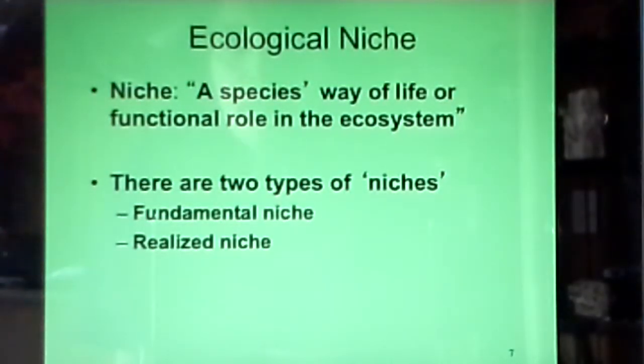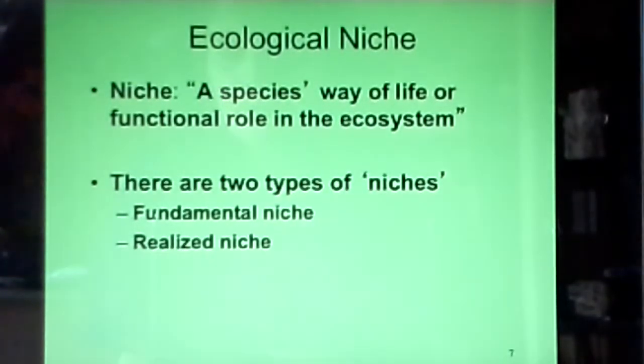When we're talking about an organism's niche, this is how they live or what they do in their system. It's not where they live. They don't live in trees or their niche isn't on the ground. Are they predators or are they prey? Are they carnivores or scavengers? Do they need a lot of rain or a little rain? Do they have a wide temperature range or a narrow temperature range?